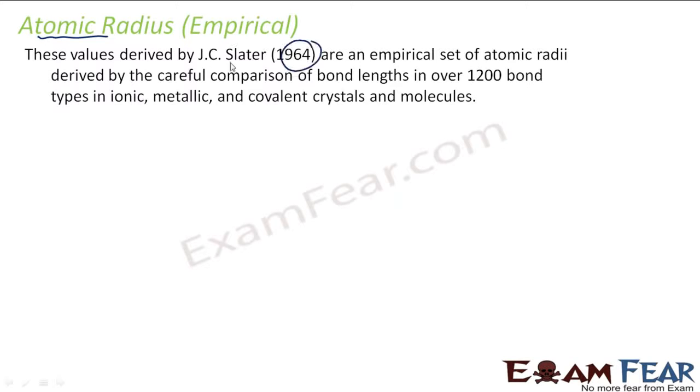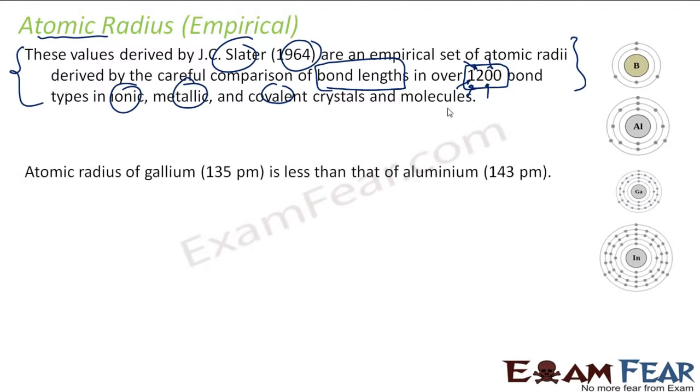So in 1964, Slater did an experiment and found the average atomic radius, or average bond length, over 1200 bond types. He took metallic, ionic, covalent crystals, and molecules. He did all the experiments and found the atomic radius for a lot of elements. He gave a chart, and that chart is very useful for us. On that basis, it was found in his chart that gallium, which according to the trend has to increase, has a smaller atomic radius of 135, while aluminium is 143.